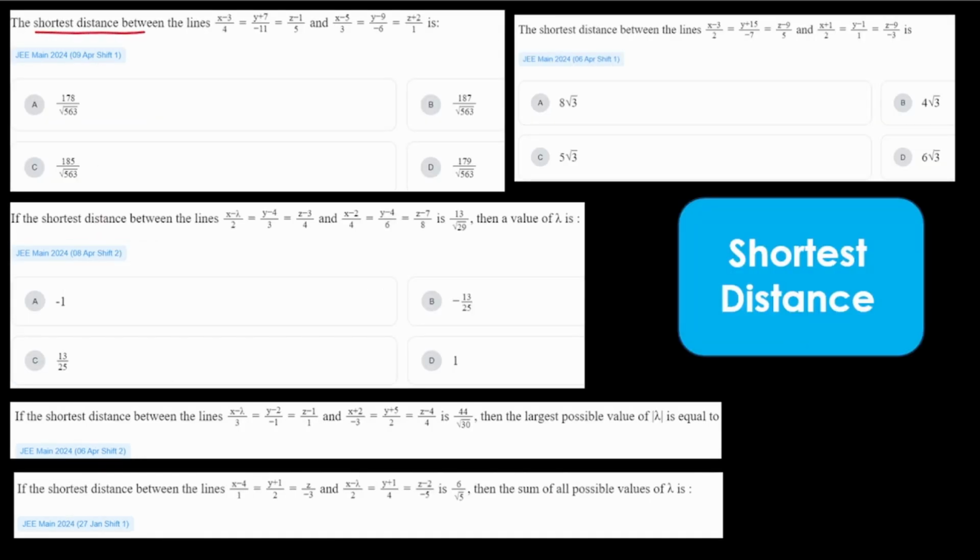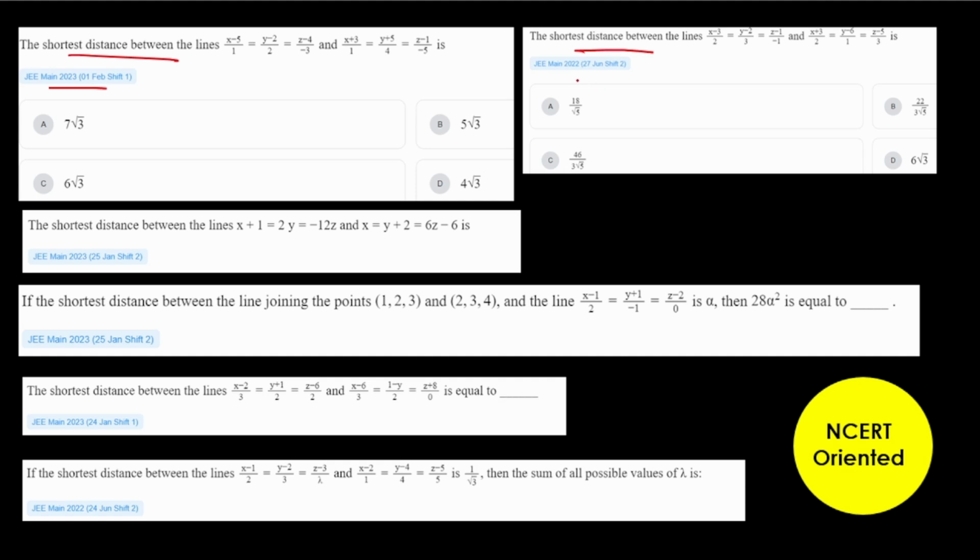Find the shortest distance between the lines. 2024, 9th of April. Here it is asking to find the shortest distance between the lines. Majorly skew lines, okay? That is 2024, 6th of April. This was our shortest distance. 2024, 8th April, shortest distance between the two lines. Again, 2024, 6th of April, shortest distance between two lines. 2022, JEE Main. Then again, shortest distance between the lines they have given, 2023, 25th January.